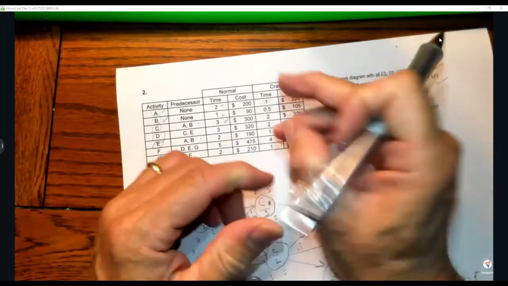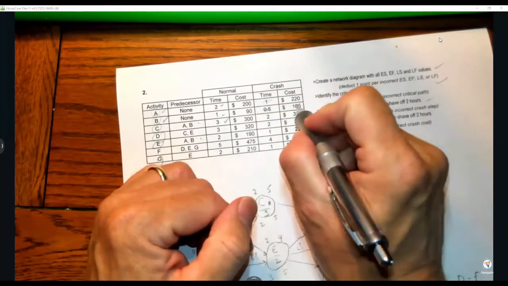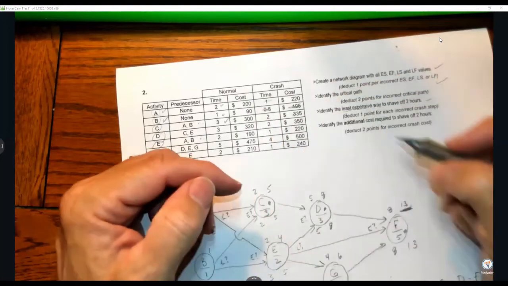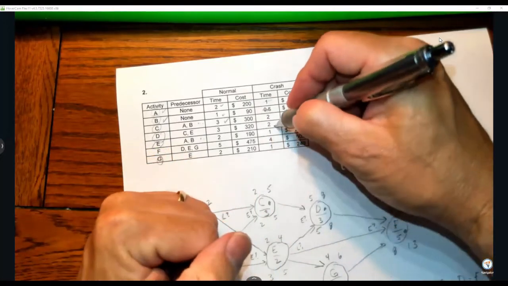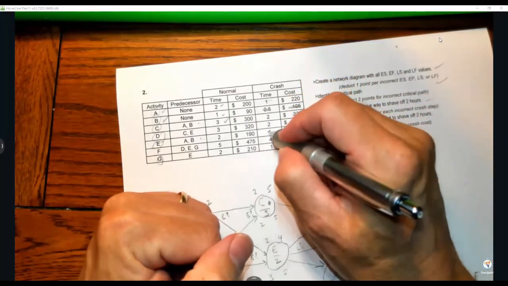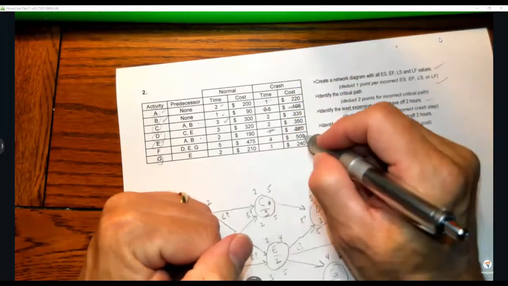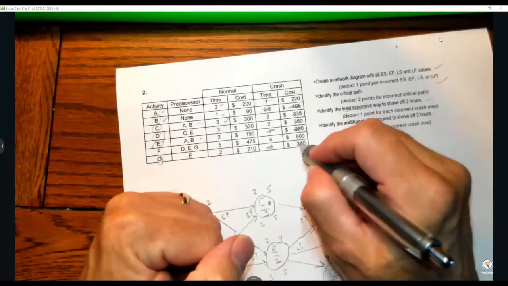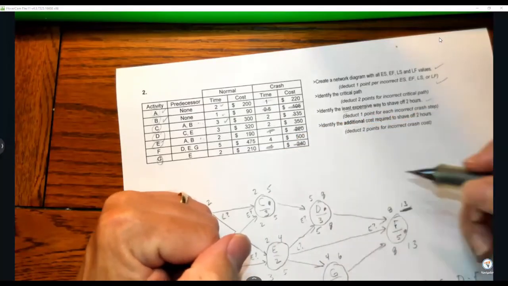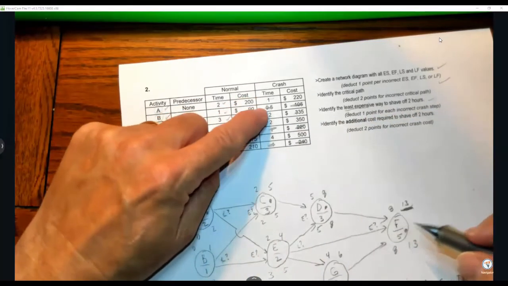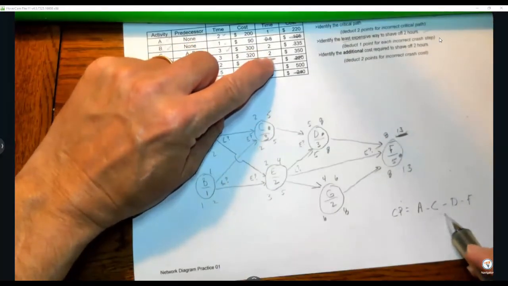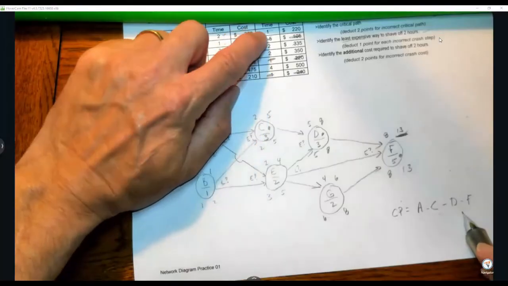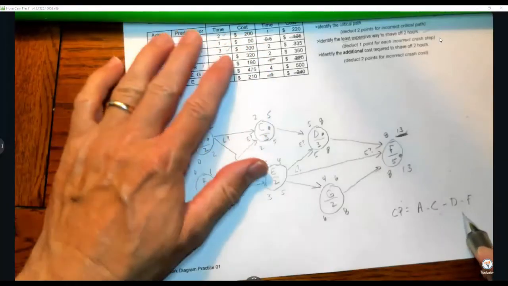We want to keep A, we're going to get rid of B, C we keep, D we keep, and E we get rid of, F we keep. Okay, so we have A, C, D, F, and I crossed out everything except A, C, D, F. Those are the only ones we kept.